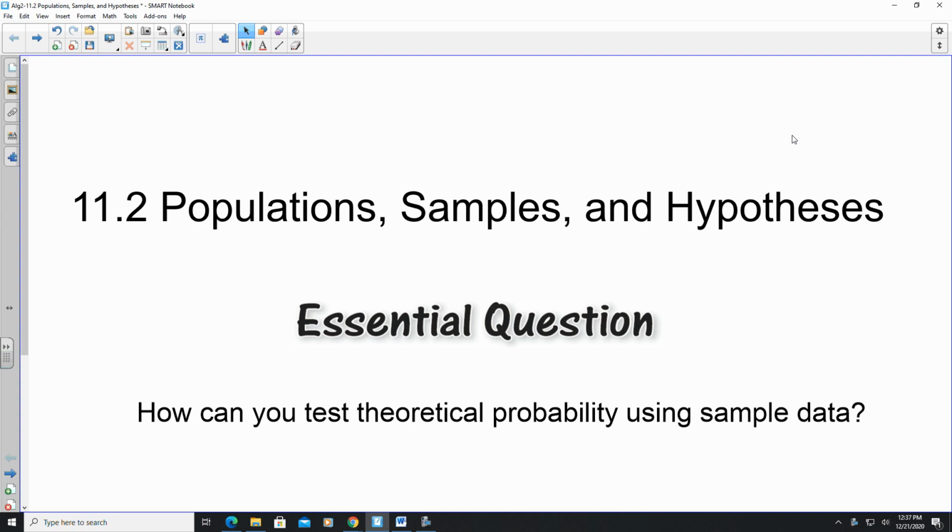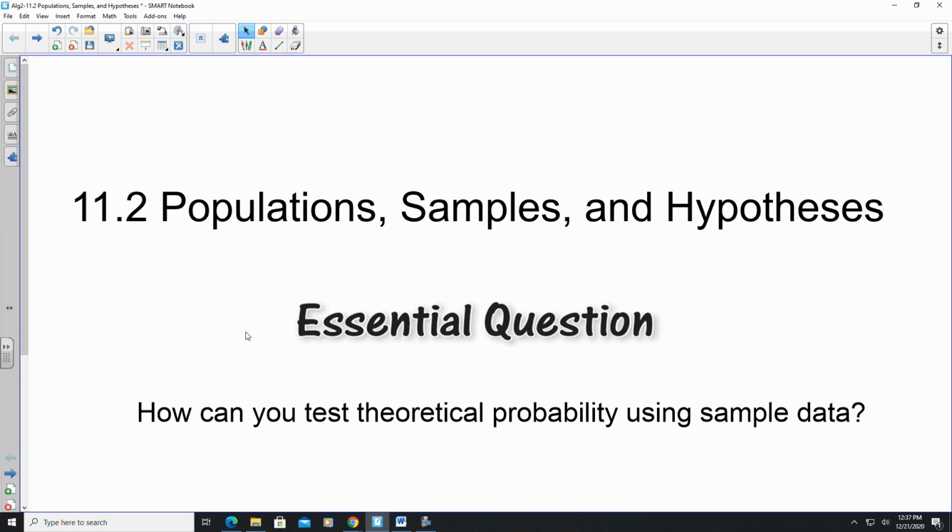In this lesson, we're going to be looking at section 11.2, where we're going to look at populations, samples, and hypotheses. So some of the things that we're going to look at is, can we look at a sample set and first off, distinguish what is a population of a piece of data, what is a sample of a piece of data, and then be able to analyze a hypothesis for whatever situation they may give us.